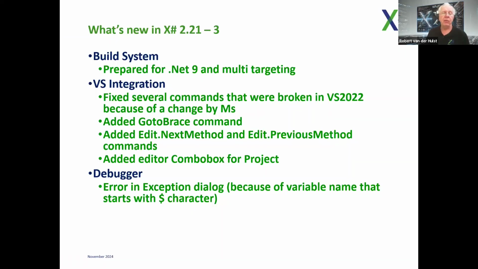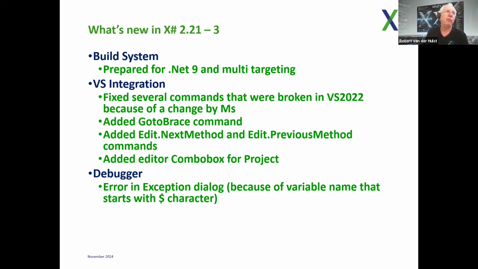And finally, several people reported errors in the debugger, and especially in the exception dialog. The reason for that is that we normally have rules for identifiers in the language. When an exception occurs, Visual Studio produces a local variable with a special name that starts with the $ character, which is not a valid identifier. And since the expression in the exception dialog is interpreted by the X# compiler, we were only allowing valid identifiers, and $ was not a valid starting character for an identifier.